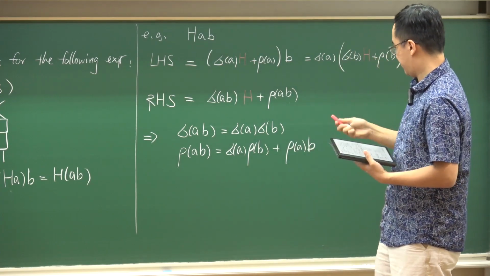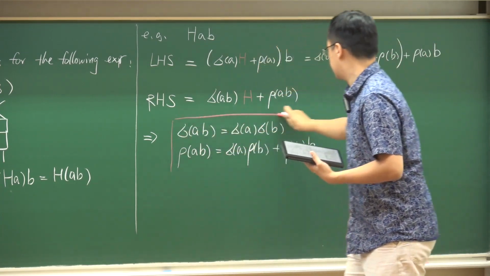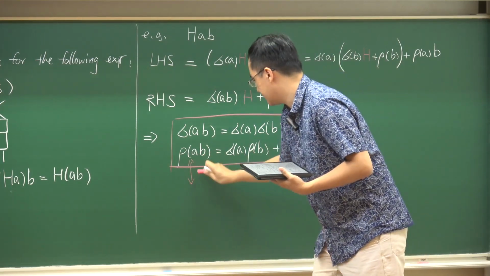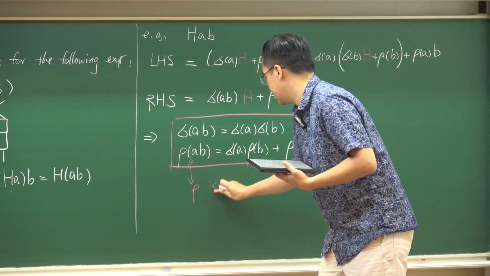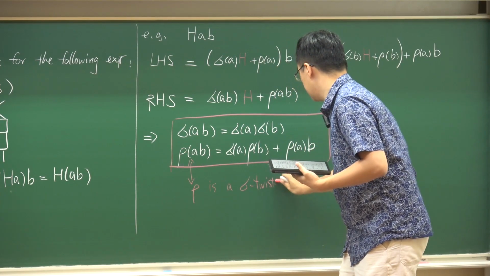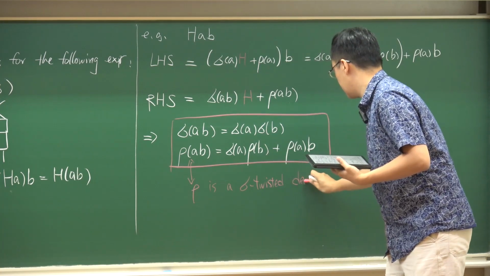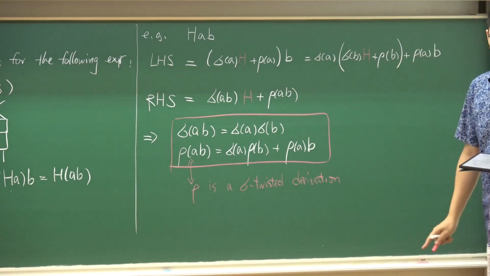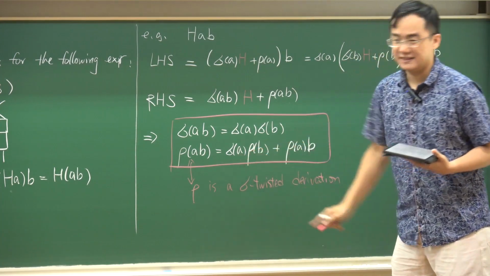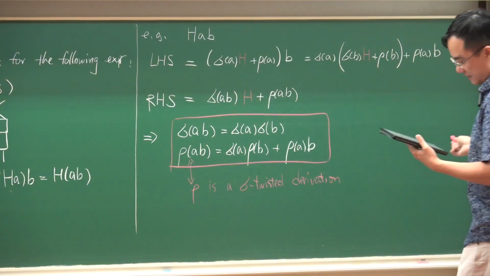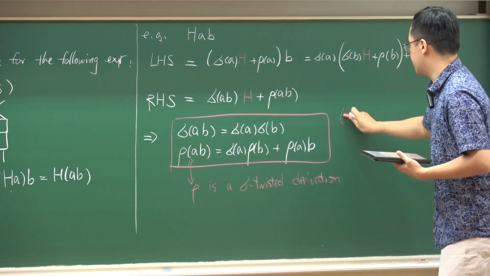So this is equivalent to saying that rho is a sigma twisted derivation. This is almost like the Leibniz rule, but you have a twisting by sigma at the beginning. And let me call this set of equations star 1.